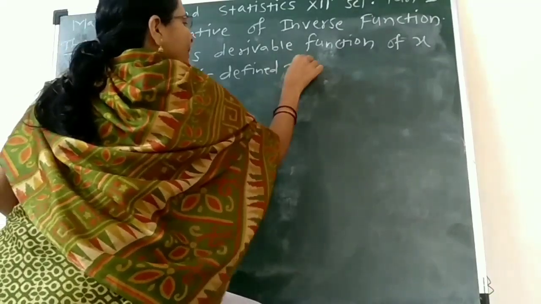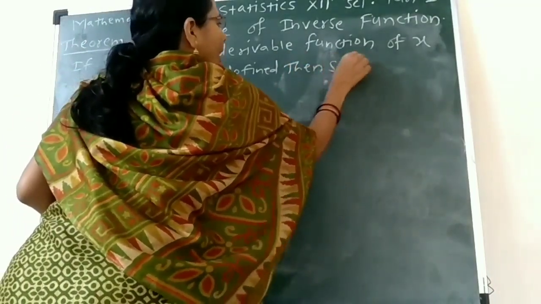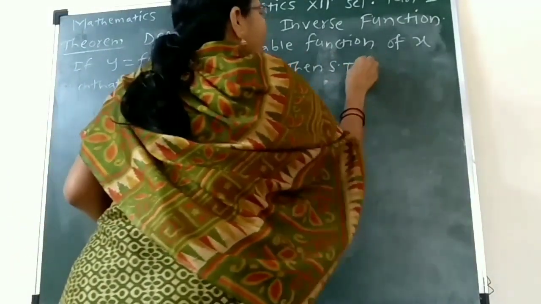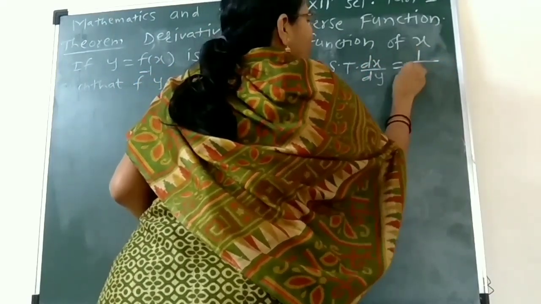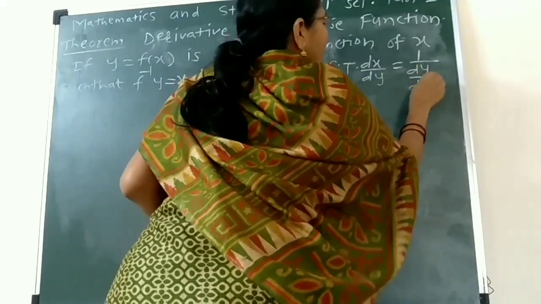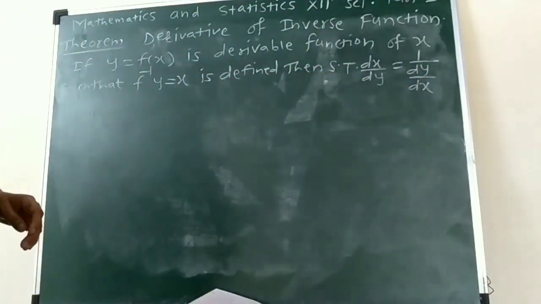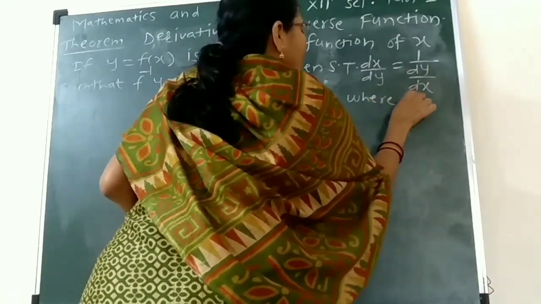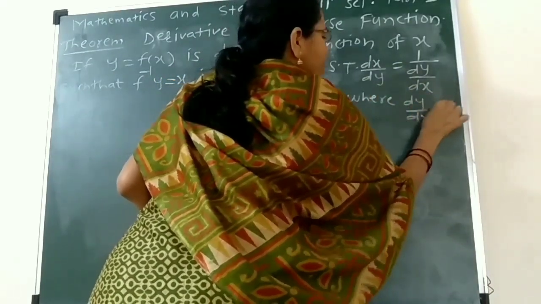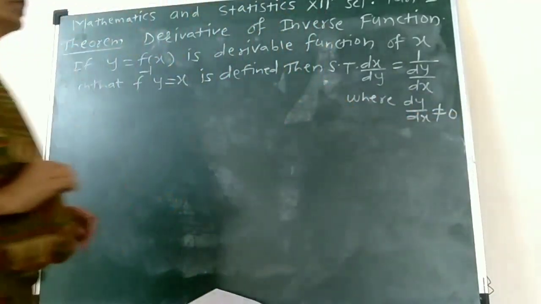then show that dx by dy is equal to 1 upon dy by dx, where dy by dx is not equal to 0.